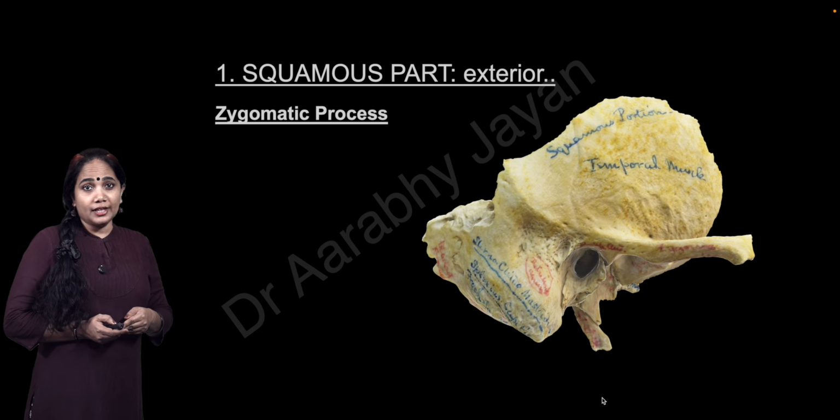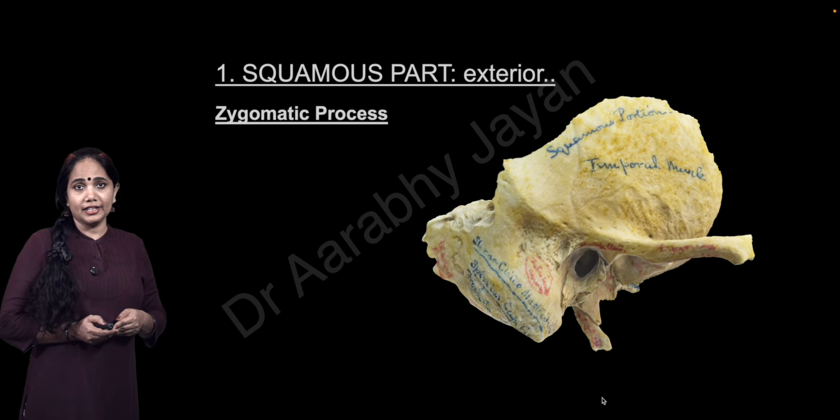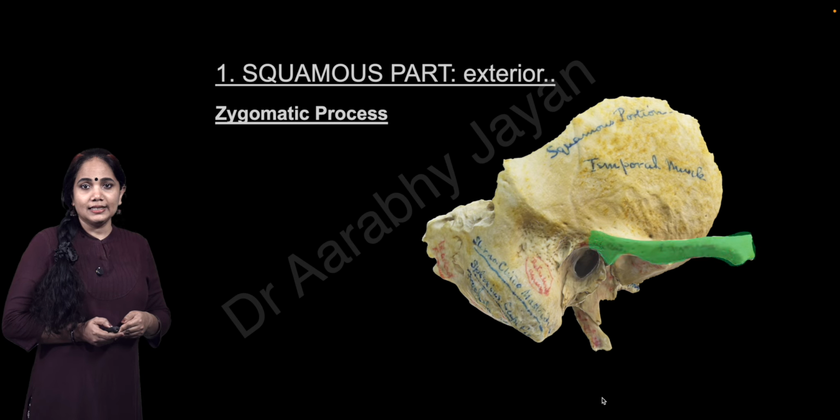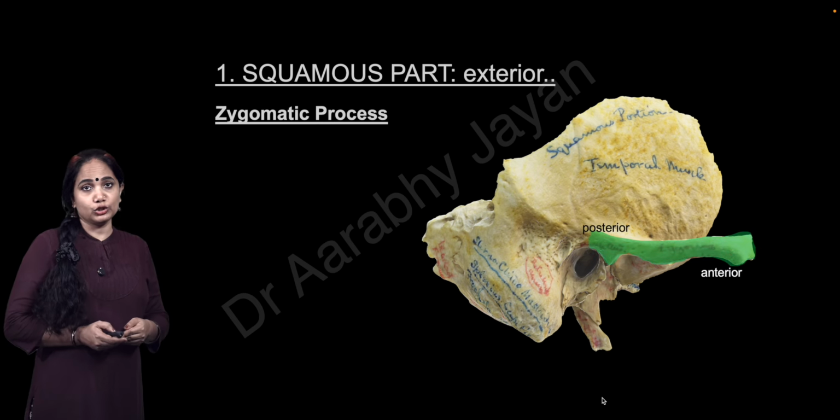Now, two other important landmarks on the external aspect of the squamous part. One of them is the zygomatic process and the other is the mandibular fossa. We'll see both of them one by one. The zygomatic process is located here. It has an anterior end and a posterior end.